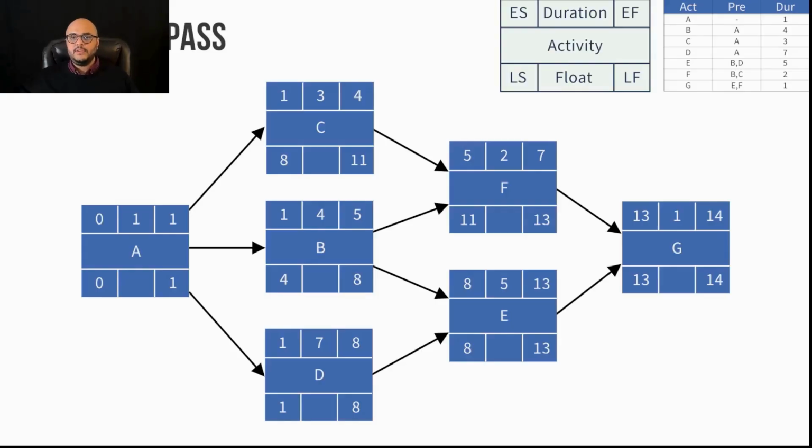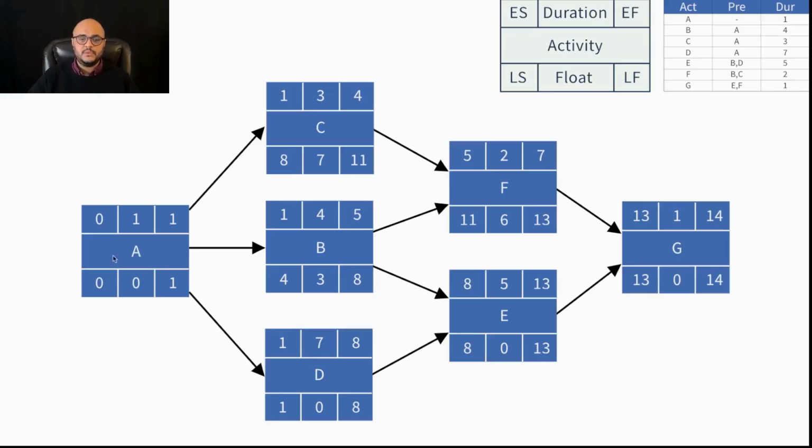So we went forward, calculated early start, early finish, and we went backwards, we calculated late start, late finish. The latest date that an activity can start and the latest date that an activity can finish. Right, we're doing well so far. Next, what we're going to do is calculate float. Now, I told you with float, there's two formulas. It doesn't matter which one you use. Late start minus early start or late finish minus early finish.